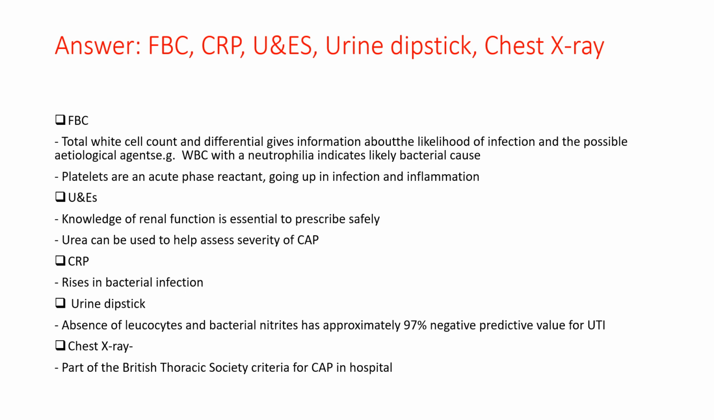Urea and electrolytes or kidney function test was done to assess the renal function. Urea can also help us to assess severity of community acquired pneumonia. Increased CRP indicates bacterial infection. Urine dipstick has a 97% negative predictive value for UTI, hence urine dipstick was done. Chest X-ray is a part of the British Thoracic Society criteria for community acquired pneumonia. Hence this test was done for this particular case.